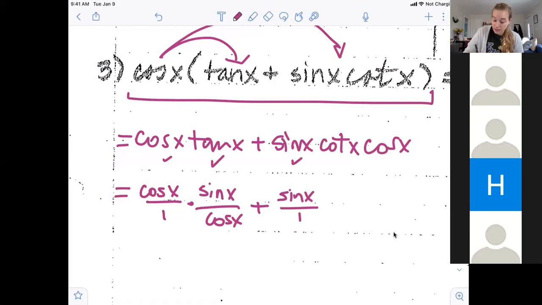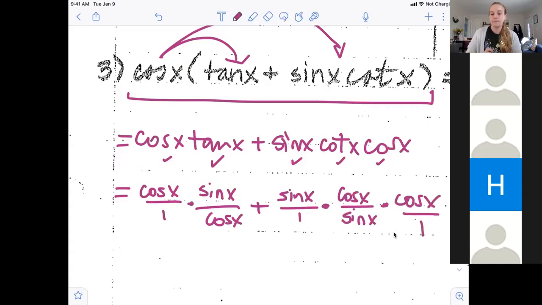Now I'm going to do cotangent. I told you that cotangent is 1 over tangent, but that's not a super helpful substitution. What is more helpful is that cotangent equals cosine over sine. And then last, I've got cosine by itself, so I'm just going to do times cosine over 1. Okay, any questions so far?